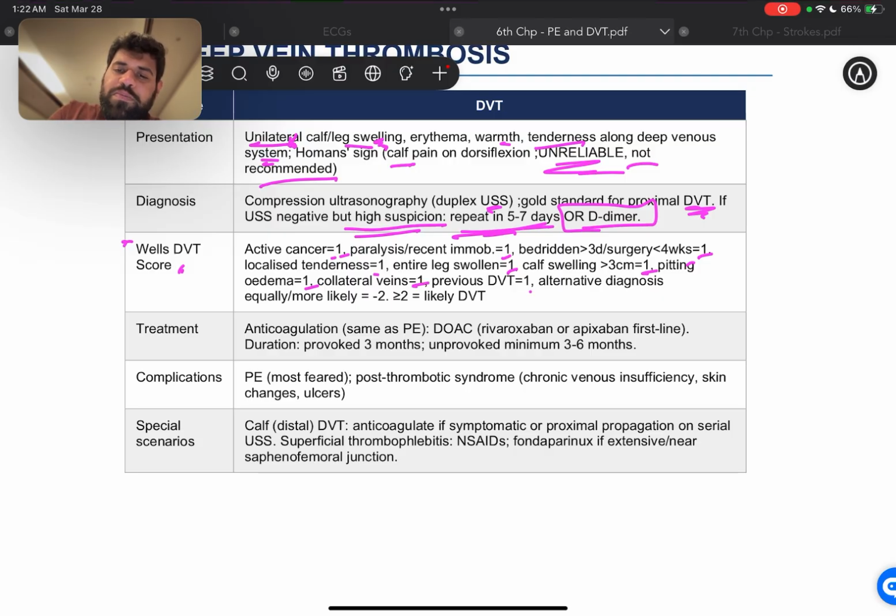Collateral vein is 1, previous DVT is 1, alternative diagnosis equally or more likely is minus 2, and a score of more than or equal to 2 is going to be likely DVT. All right. Treatment is anticoagulation, same as PE. DOACs are first line. Then duration is 3 months if provoked, and 3 to 6 months if unprovoked.